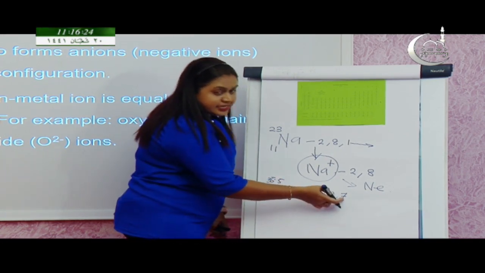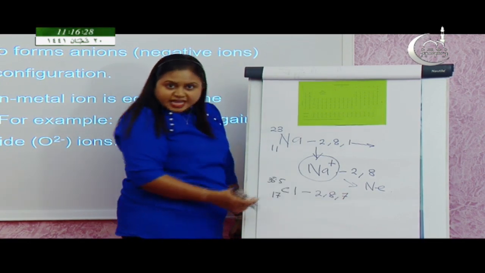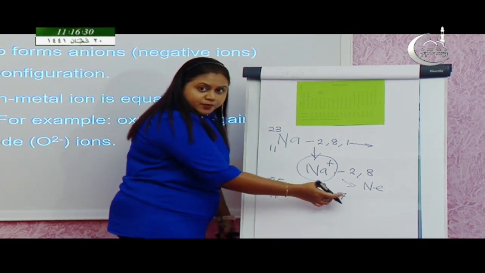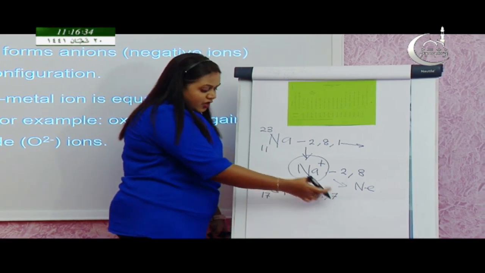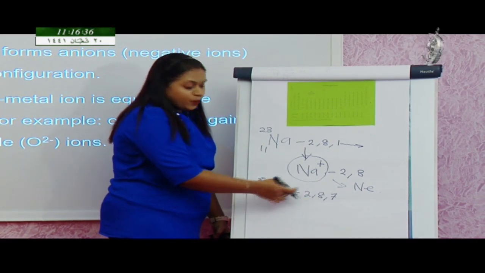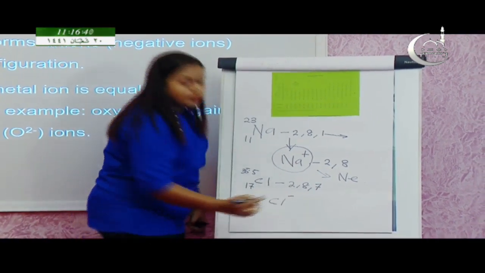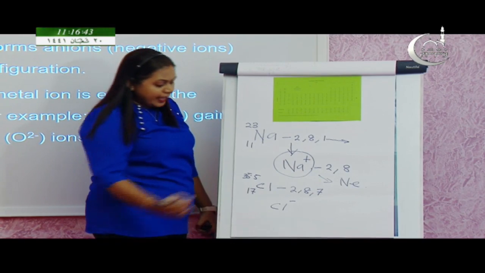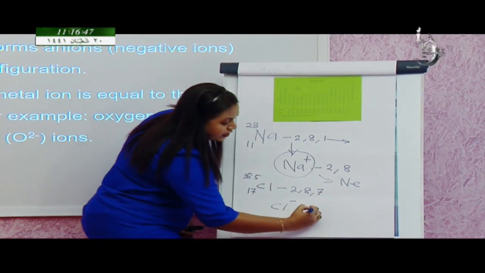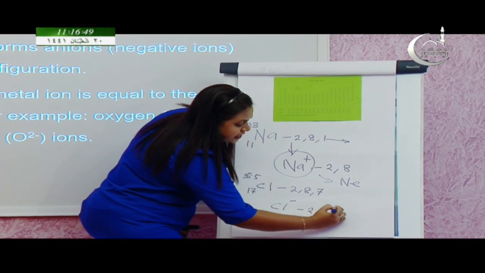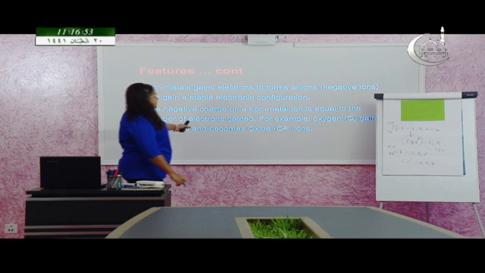Now, to gain the stable electronic configuration, with 7 electrons it is not stable. It needs how many electrons to become stable? Yes, it needs 8 electrons. So, this chlorine atom will gain 1 electron to form a negative ion Cl minus. Okay? So, the electronic configuration of this ion will be 2, 8, 8. Okay? So, that is what it means here.